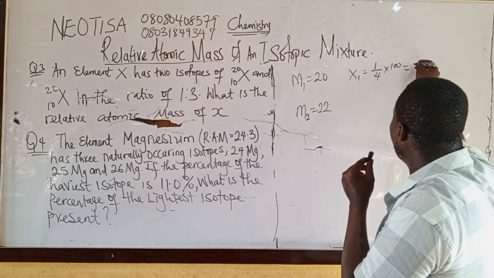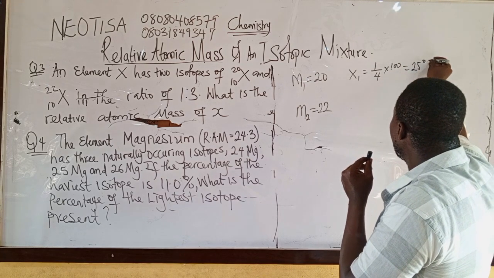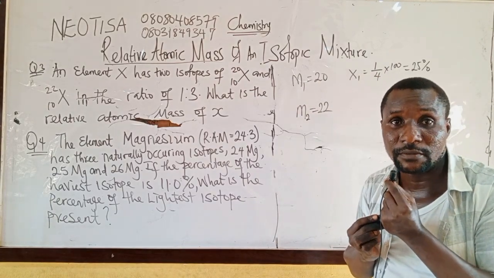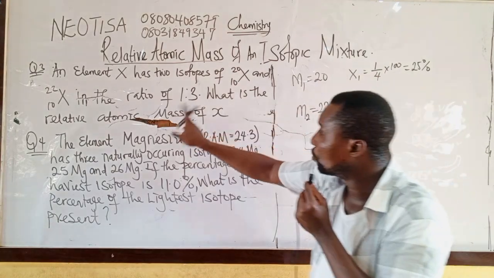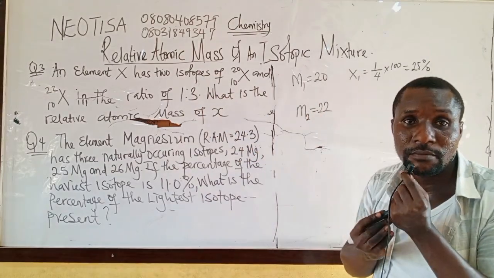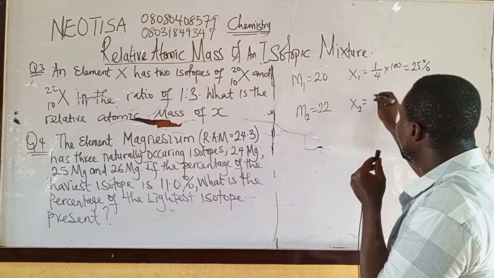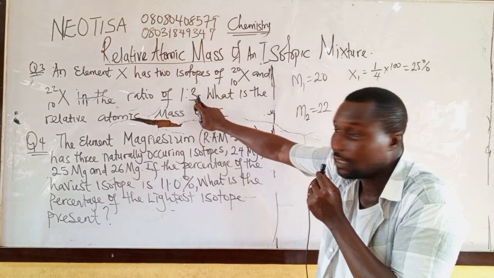This one divided by this will give me 25%. For the first one, x1 is 25%. Then for the second isotope, what is the relative abundance in percentage? The ratio is 3 for the second one, times x2 will be equal to what?